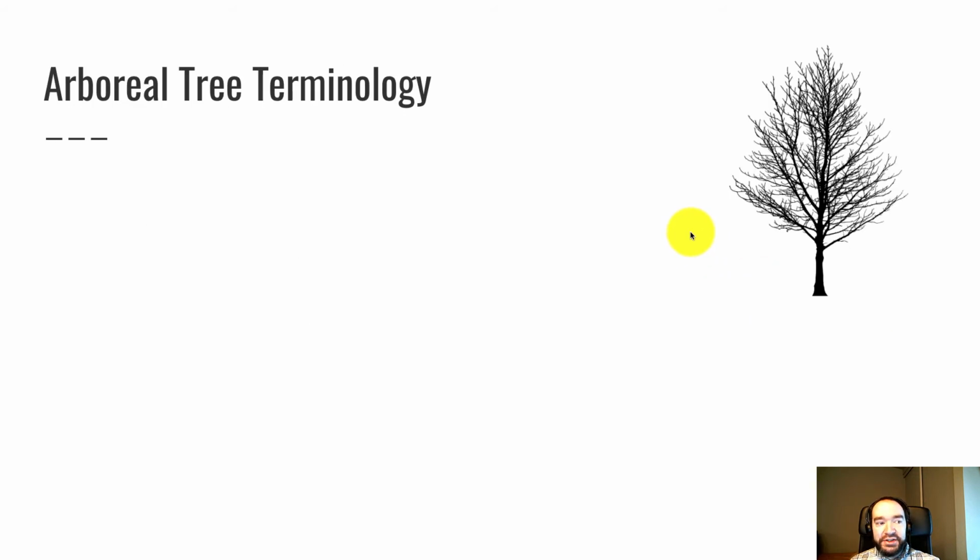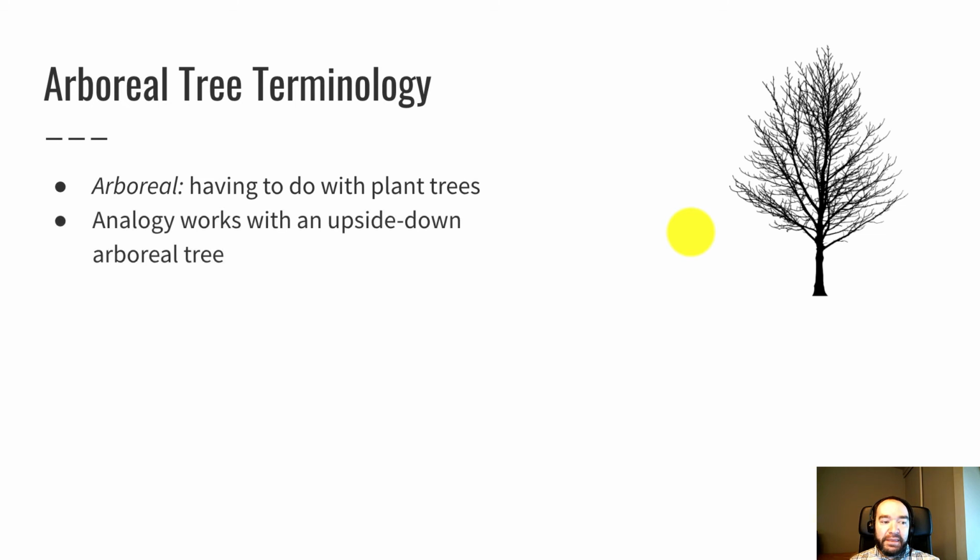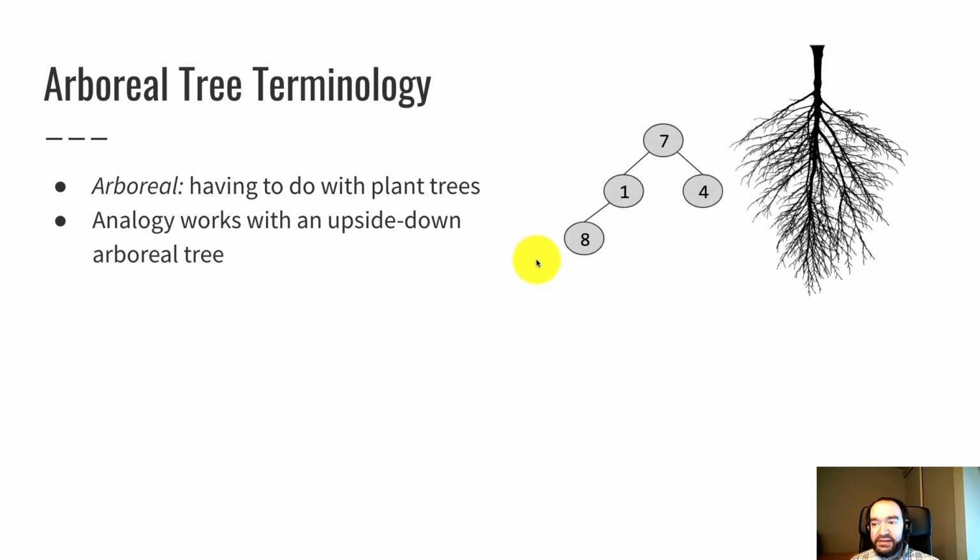There's some other terminology that follows from arboreal trees. Again, arboreal has to do with plant trees that are in forests. And the analogy works with an upside down arboreal tree. So we use this to describe some of the shapes in a binary tree. This is what a tree looks like in real life. The trunk of the tree is at the bottom and the leaves are at the top. But actually the way we use the terminology is as if this is flipped upside down. So the root is the topmost node, and that corresponds to how an upside down arboreal tree would work.